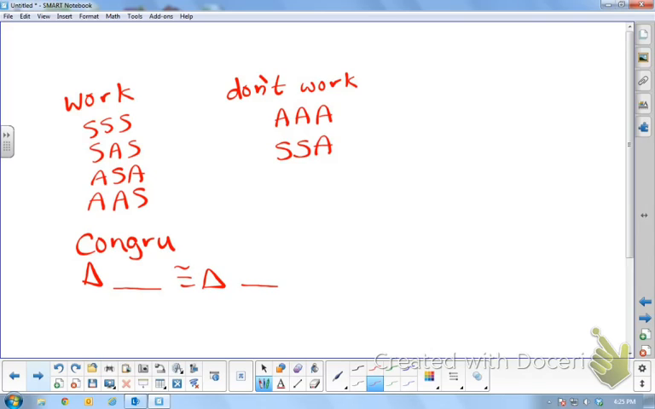When we say triangle whatever is congruent to triangle whatever, that's our congruence statement. That means we know these two triangles are the same. So if we have angle, angle, angle, we don't know they're the same, and we can't actually make that statement. Or if we have side, side, angle, we can't make that statement. And we just have to make sure we make that statement in order.